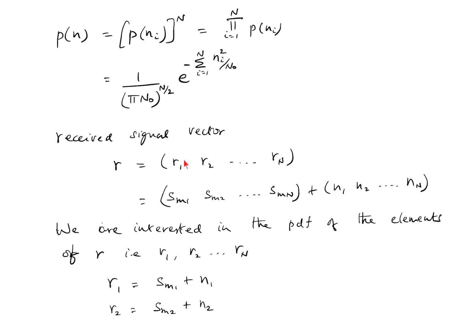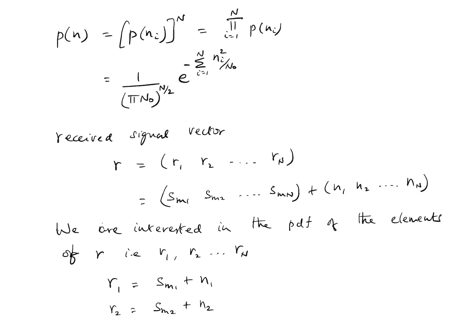The mean of each element of the noise is 0. So therefore the mean of R1, R2, R3 would be the mean of the signal plus the mean of the noise. The mean of R1 is the mean of SM1 plus the mean of N1. The mean of SM1 is SM1, and the mean of N1 is 0. So therefore the mean of R1 is simply SM1. Similarly, the mean of R2 will be the mean of SM2, which is SM2, plus the mean of N2, which is 0. So the mean of R2 in effect will become SM2.